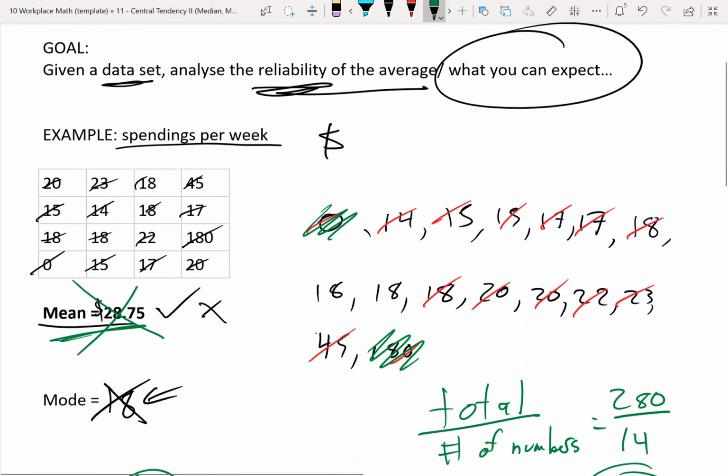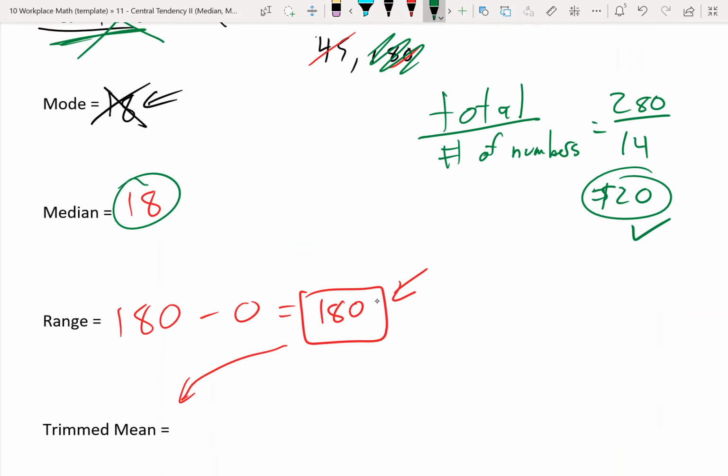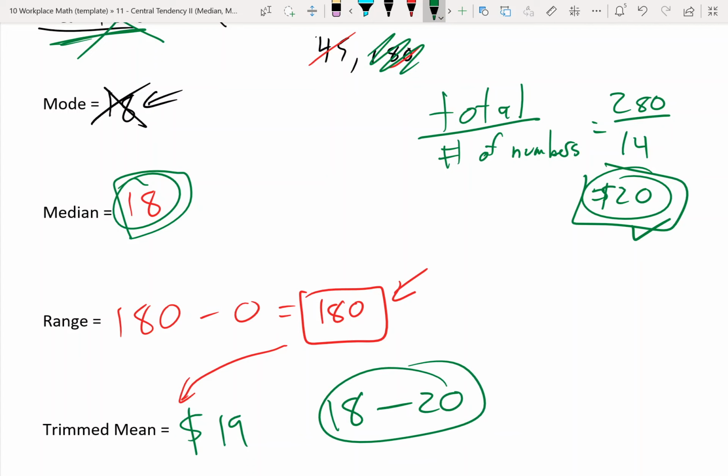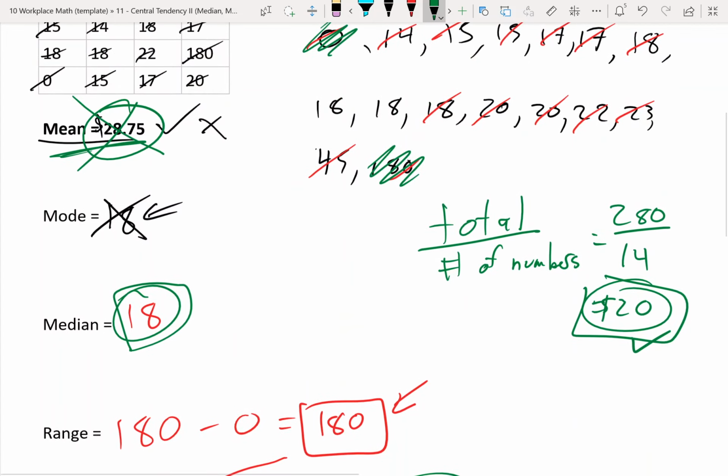Based on these numbers, I want to make a guess for next week. How much do I think I'm going to spend based on this data? I would want to go with something around the median or the trimmed mean, 18 and 20. So my guess would probably be 19. That's a pretty safe bet. If you wanted to give a range, you would say maybe it's 18 or 20, somewhere in there. If we had said something like 28.75, we'd probably be off. That number is just really high because of that stupid 180 that was in there.